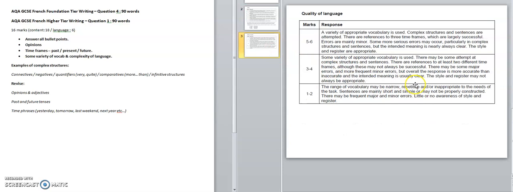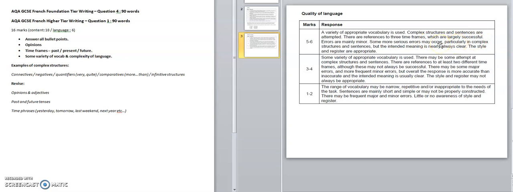If we look at the quality of language mark scheme, it looks very wordy, but if we highlight the important bits, there are references to 3 time frames which are largely successful. So we need to make sure we include references to the past and the future, and that if we do that several times, the majority of the time they are accurate. We can make errors, but we don't want them all to be wrong.